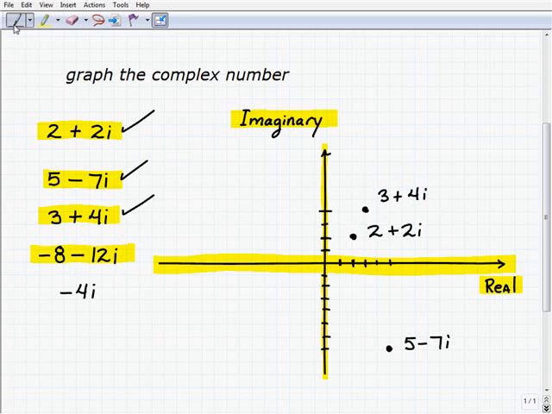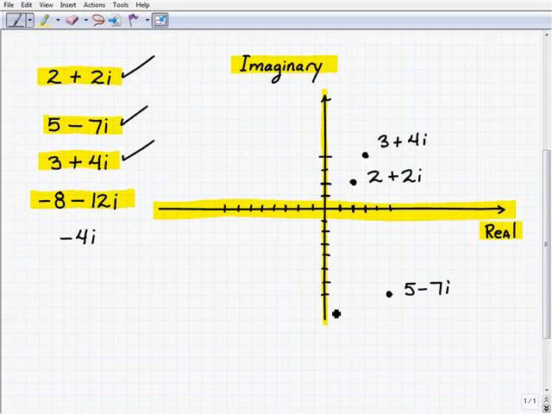Negative 8 minus 12i. So negative 8 on the real. So 1, 2, 3, 4, 5, 6, 7, 8. Kind of estimating here as far as the coordinates on the real and imaginary. So that's negative 8 and negative 12. This was negative 7. Let's go down here, give ourselves some more room. Negative 7, negative 8, negative 9, 10, 11, 12. So somewhere right about there, we can call that point negative 8 minus 12i on the complex plane.